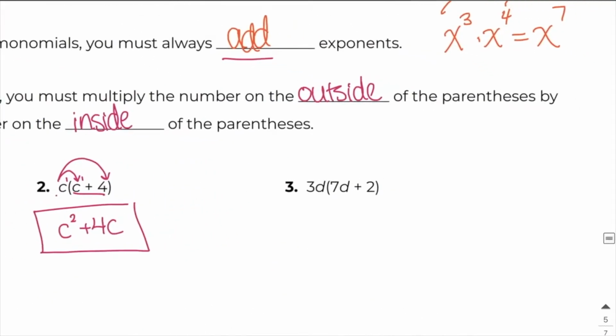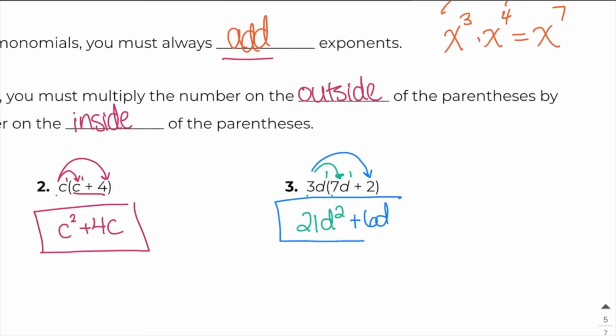Okay, in number 3, same idea. I want to multiply 3d by 7d. So 3 times 7 is 21, and this is d to the power of 1 and d to the power of 1, so we get d to the power of 2. Then we're going to multiply the 3d to the 2. So 3 times 2 is positive 6, and then there's a d here, so it's plus 6d. There were no like terms initially, so there should be no like terms at the end. If we have like terms, then we need to fix something. Something went wrong.